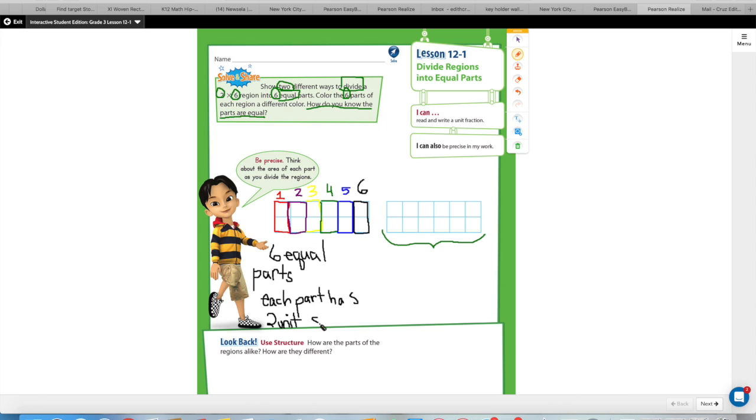Okay. While I finish writing this, I want you guys to think about, now having heard what I said, how would you change the second region? How would you still have 6 equal parts but represented in a different way? How would you show it in a different way?